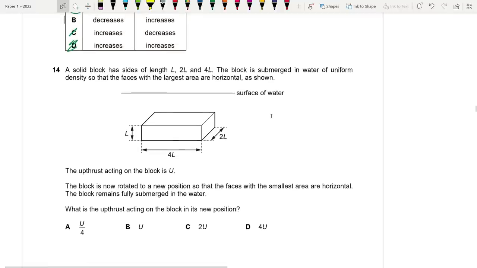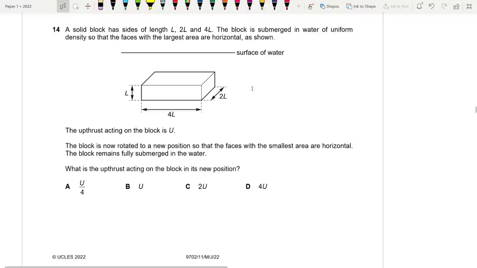A solid block has sides of length L, 2L and 4L. The block is submerged in water of uniform density, so the faces with the largest area are horizontal. The upthrust acting on the block is U. The block is now rotated to a new position so that the faces with the smallest area are horizontal. The block remains fully submerged in the water.